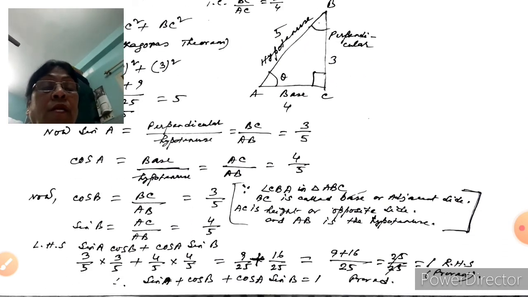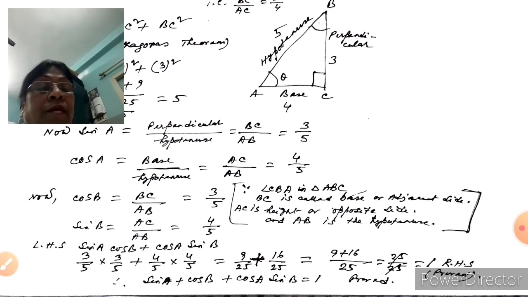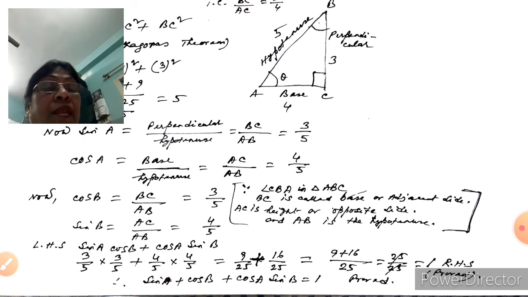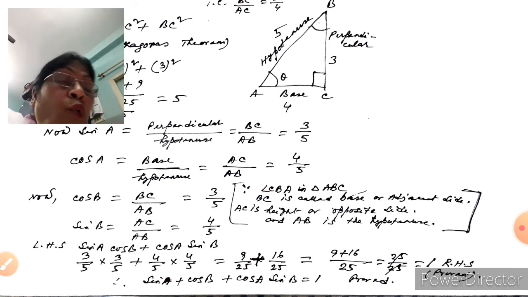So, cos B is equal to base by hypotenuse, then it will be BC by AB, which is equal to 3 by 5, and sin B is equal to perpendicular by hypotenuse. So, AC by AB is equal to 4 by 5. So, the left hand side is sin A cos B plus cos A sin B, which is 3 by 4 into 3 by 5 plus 4 by 5 into 4 by 5. By solving, we got sin A cos B plus cos A sin B is equal to 1.